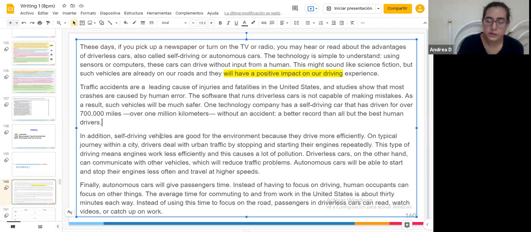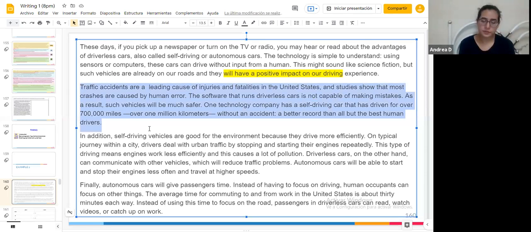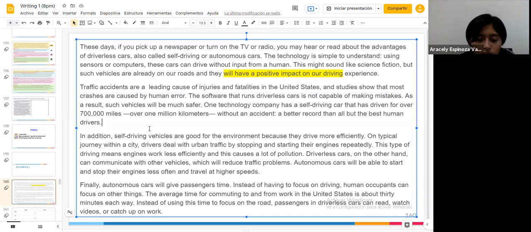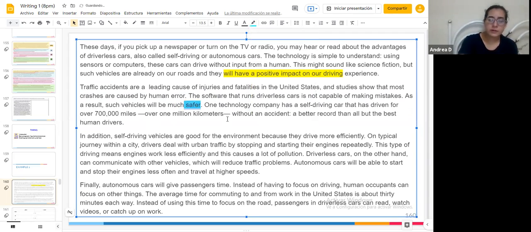Here, what's the main point? The main reason. They are safer. Good, they're safer, that's right. So we need to get to the bottom of the reason. So they are safer as they don't make mistakes, they're gonna reduce accidents and so on, but they are safer, okay.